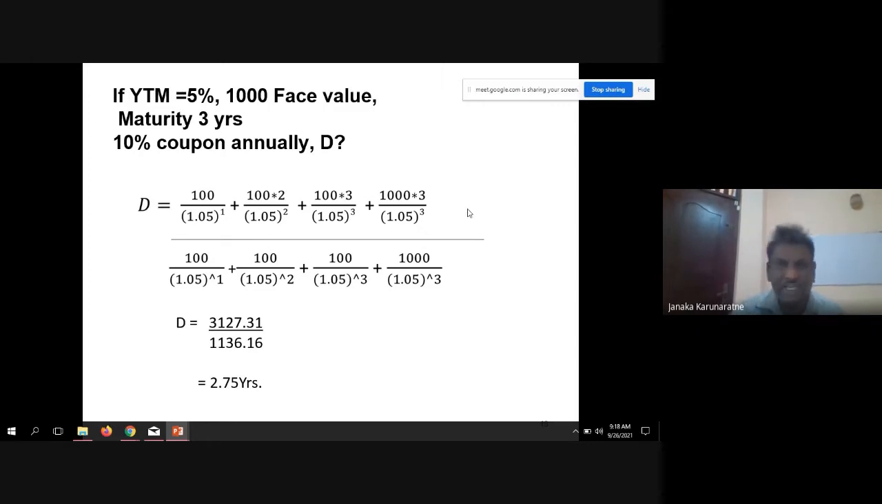Then it is divided by the present value. The present value is simply this one plus this one, without the time factor. These are the amounts, right?